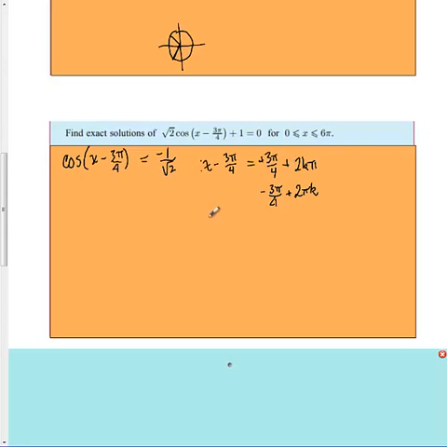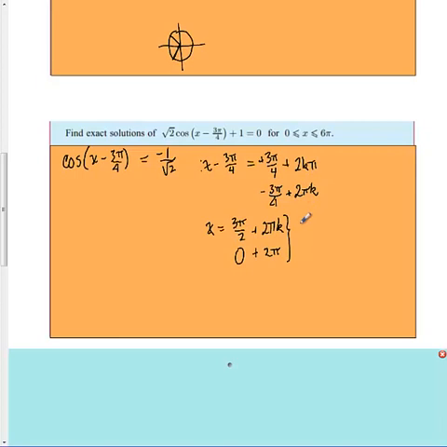In order to solve for x now, I have to add 3 pi over 4 to both sides. So I'll say x is 3 pi over 4 plus 3 pi over 4 is 6 pi over 4, or 3 pi over 2 plus 2 pi k. That 2 pi k doesn't change, right? And when I add 3 pi over 4 to this side, I get 0 to this one. I get 0 plus 2 pi k, and I'm looking for the values of k that will land these x's between 0 and 6 pi.